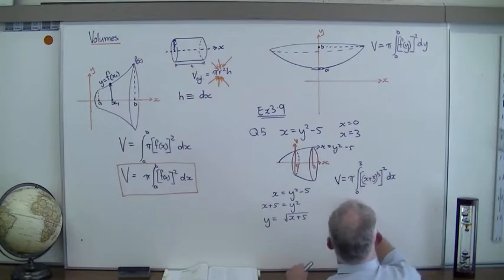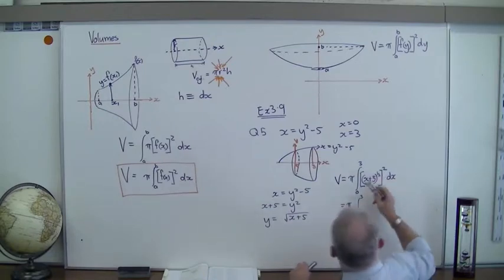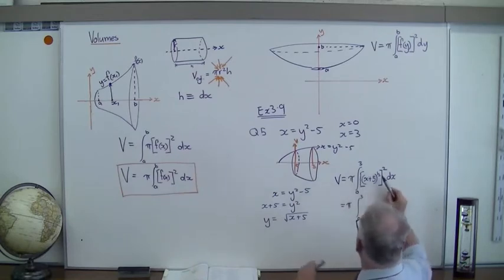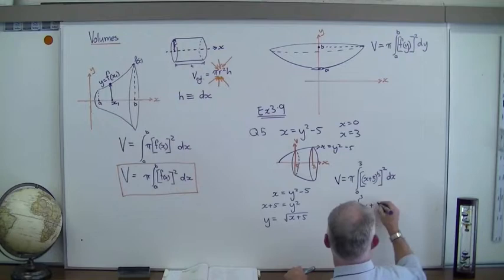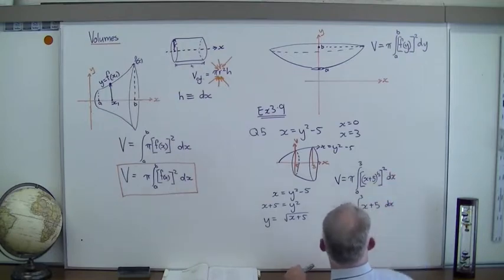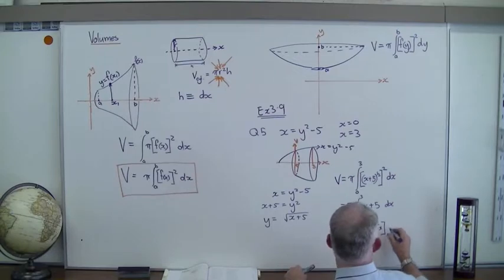And now we have pi outside of from 0 to 3. Well, actually, using your index laws, this will be a half times 2, which is 1. So all we're doing is this. We're integrating x plus 5 dx. That's making use of our index laws. And that's an easy integration, that one. That's going to give us x squared on 2 plus 5x from 0 to 3.